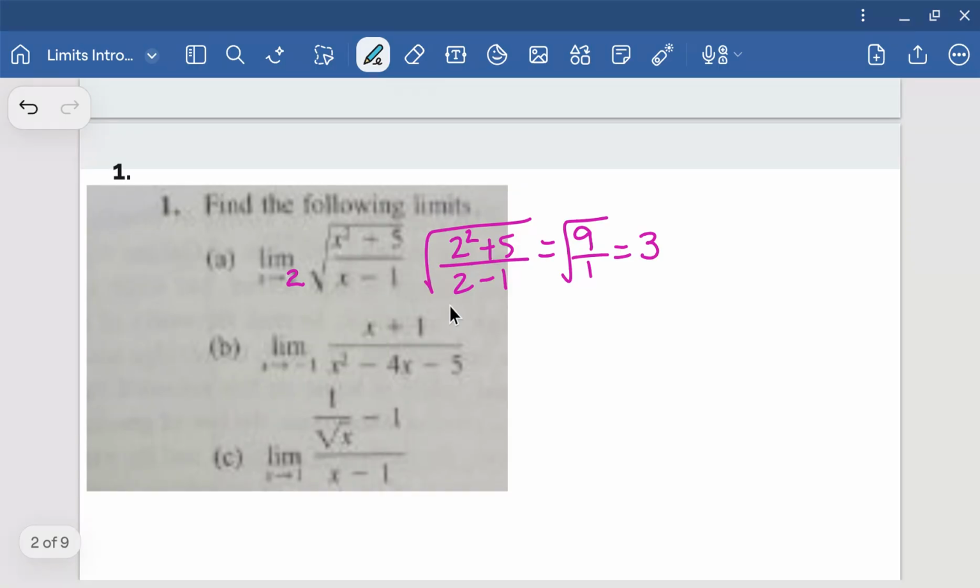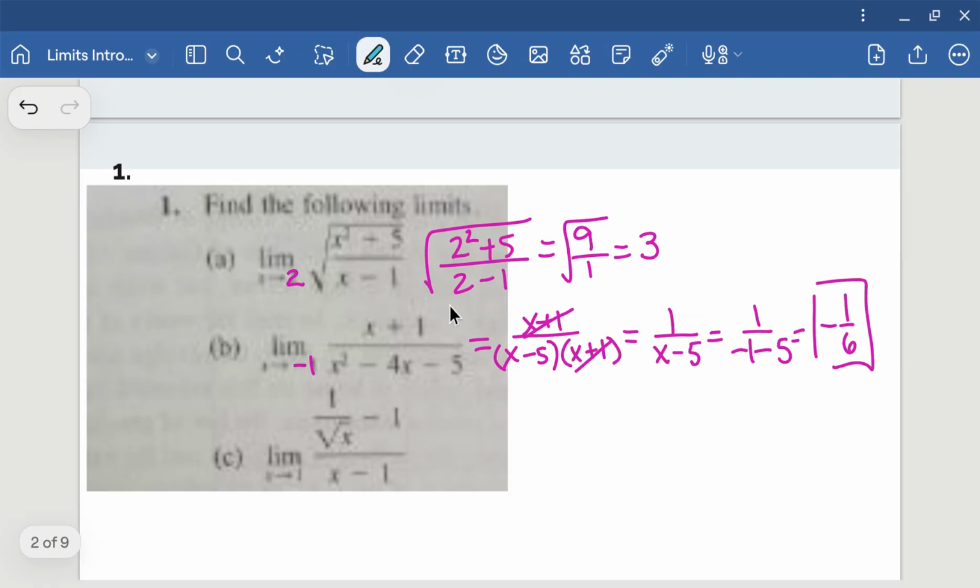In the next one, we have just a little bit more work here. We are looking as our limit tends towards -1. We don't want to directly plug in because everything's going to equal 0, but what we can do here is factor. So you still have x plus 1 in the numerator, then the denominator will factor to x minus 5 times x plus 1. Then we'll see that we have our x plus 1s being canceled out, and we're left with 1 over x minus 5. And now we can plug in that limit, so 1 over -1 minus 5, and that will give you -1 over 6. So the limit as x tends towards -1 is -1 over 6.